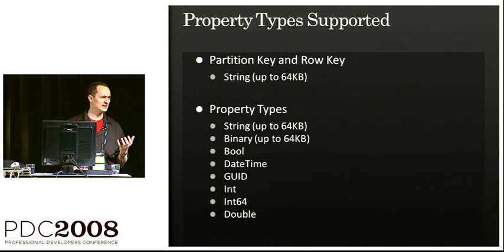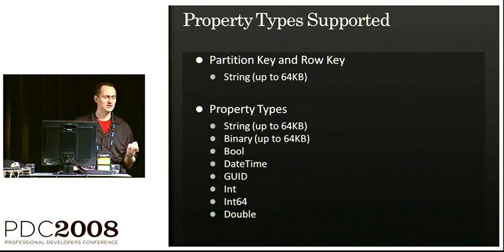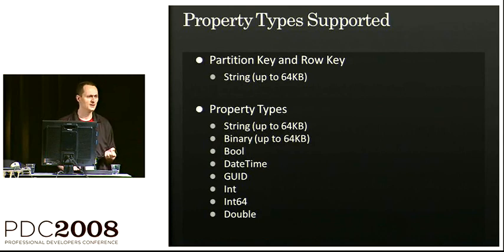Now I want to go through an example. Well, first, the different property types that are supported: the partition key and row key have to be of type string. The other property types can be of type string, binary, bool, datetime, GUID, int, large int, or double.